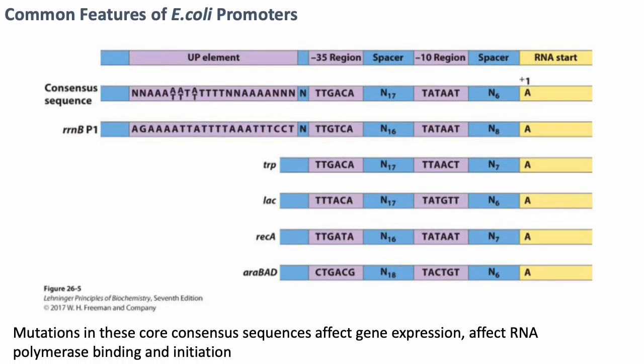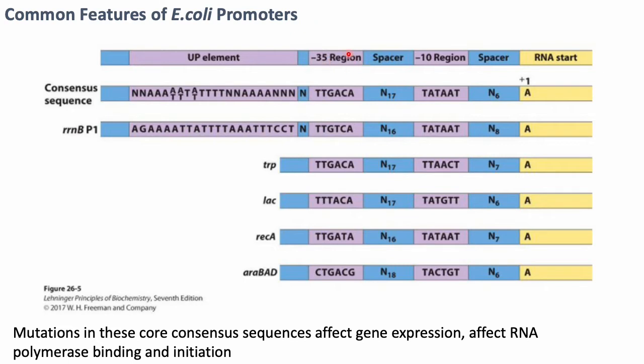Okay, so there are some common features of E. coli promoters. Now, these are examples of different types of promoters that we can find in E. coli, and there are some similarities. So remember, we're talking about those sequences that we find. If we look at the consensus sequence, here we have the UP element, which we find upstream of the start site.